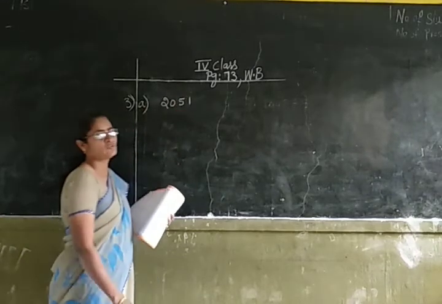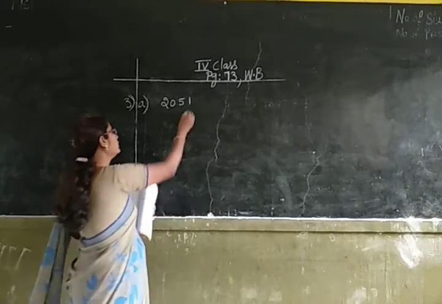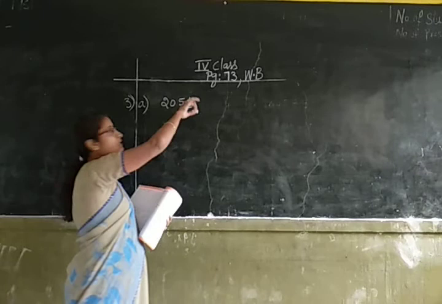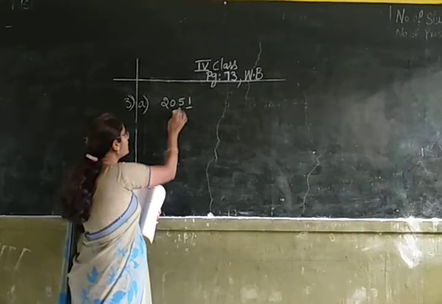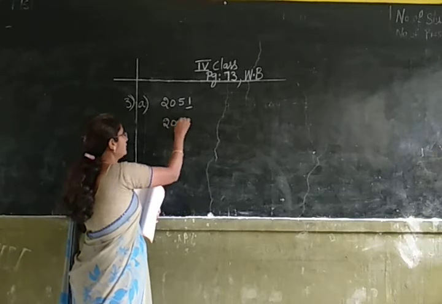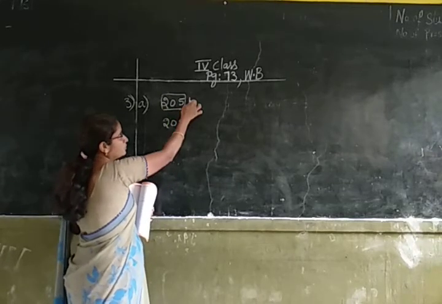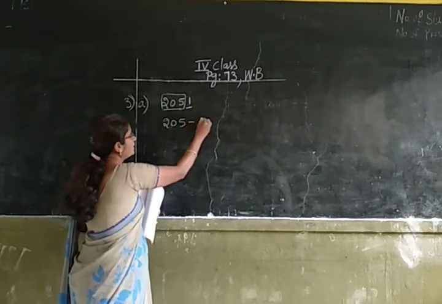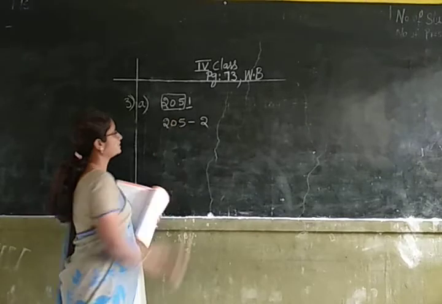2051. So for testing whether the number is divisible by 7, what we have to do? We have to double the digit in the ones place and subtract it from the remaining digits. Here the remaining digits are 205. We have to double 1. When we double 1, it will become 2. And we have to subtract it from 205.